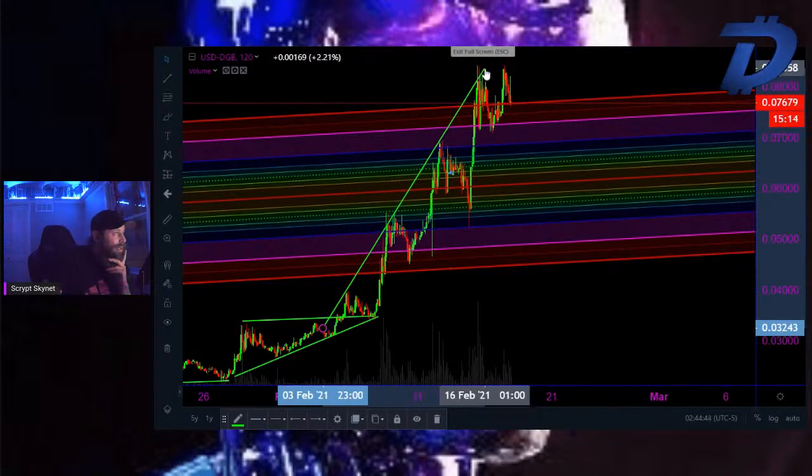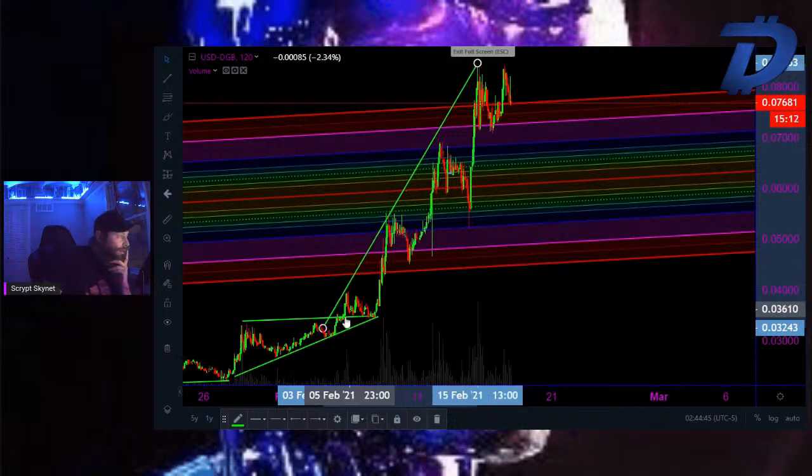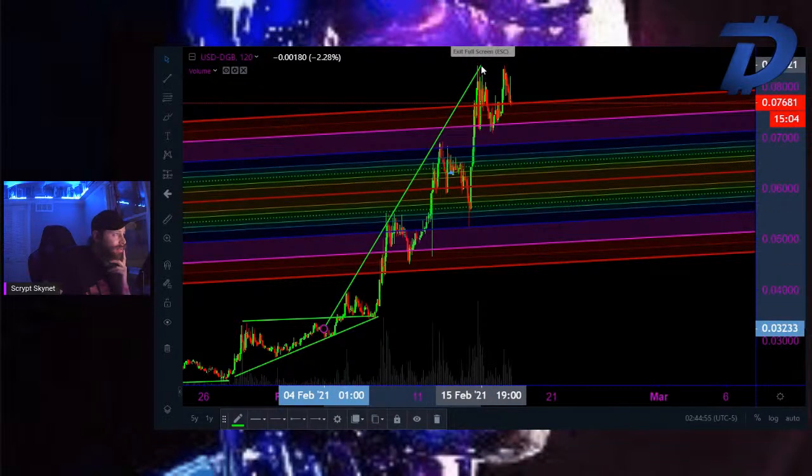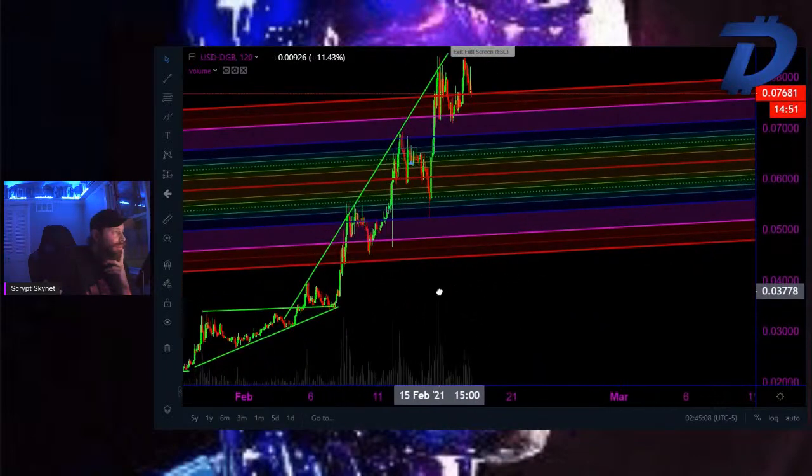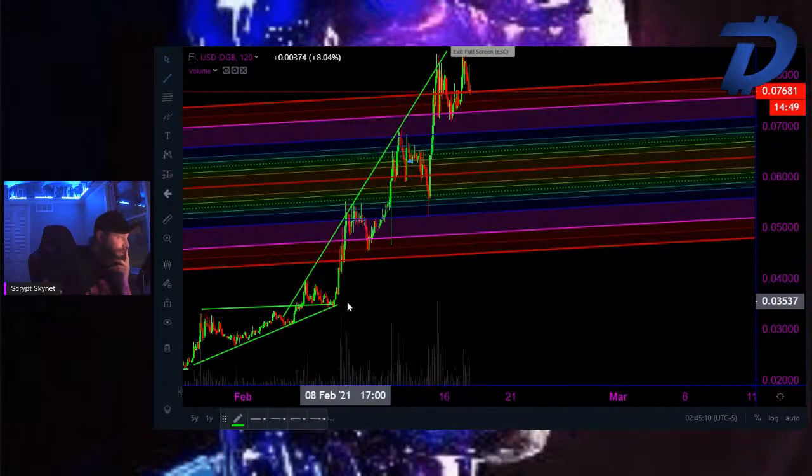Wow. Let's do the wicks then. Hold on. I don't like that, guys. As much as I like to try to make it look as cool or great as it can, I'm just going to do candle bodies. Okay, right there. So that's a trend line. Let's make another trend line from here.